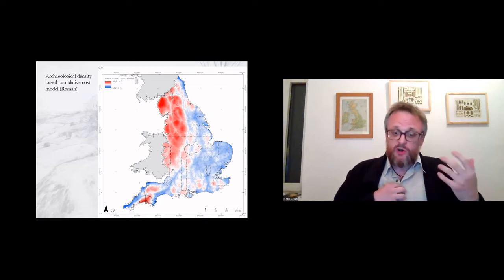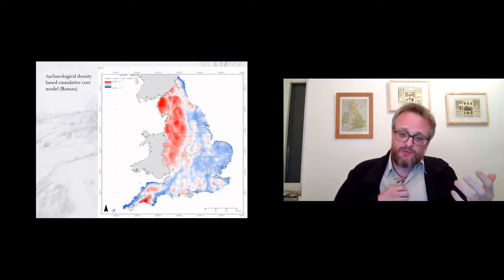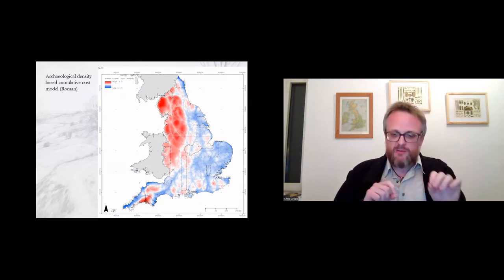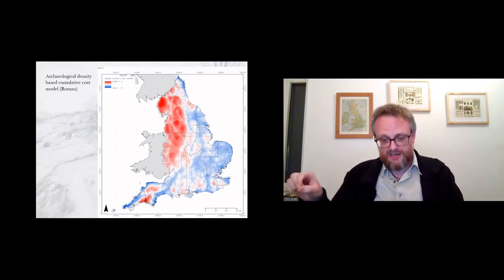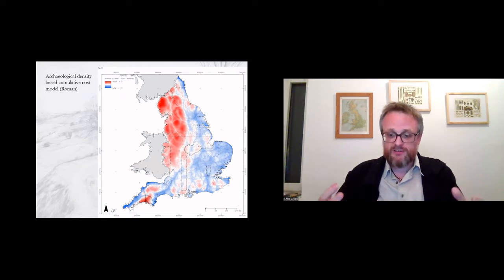What we did was we took on this idea that density of archaeological material can suggest routeways through the landscape, and we decided to try modelling movement in a similar way to the previous models, but using archaeological data to define the cost allocation. Obviously, this relies on some pretty large leaps of faith.